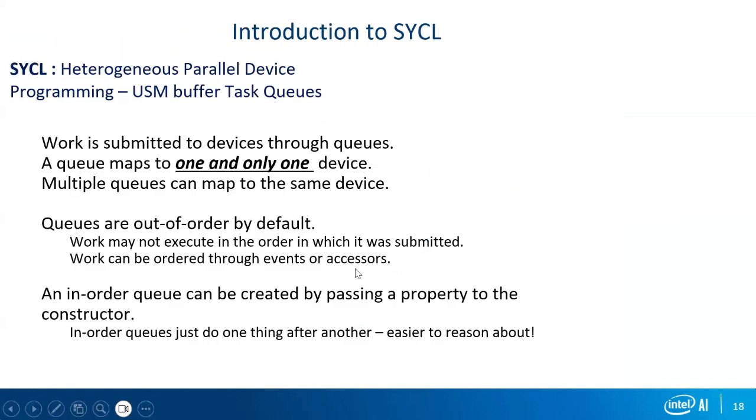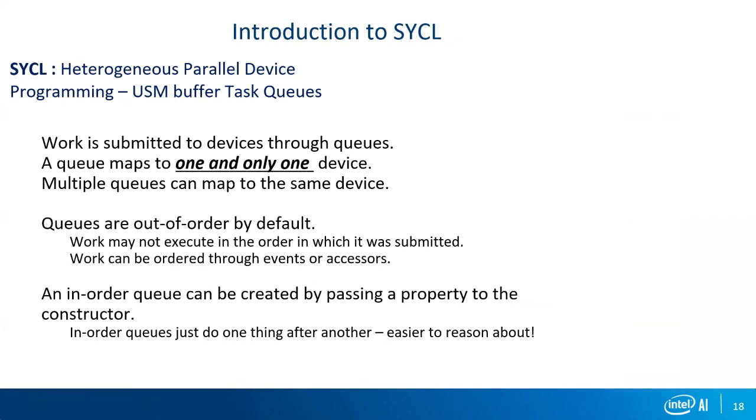So a queue maps to one and only one device until specified. If there is a device selector flag in a queue, it helps to map to separate devices as well. Queues are out of order by default. Work may not execute in the order in which it was submitted. So work can be ordered through events or accessors. That is where accessors have another important benefit.